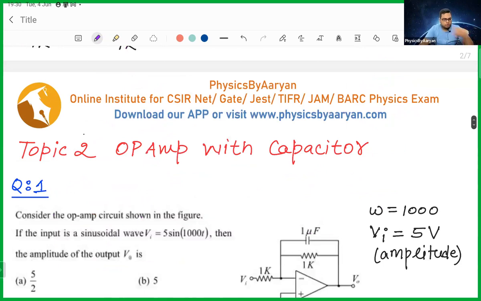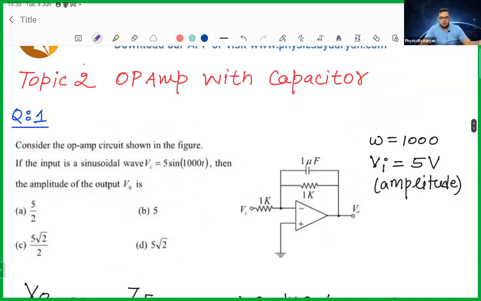Now I want to come to the questions which have an op-amp and also capacitors attached. So op-amps are connected with capacitors. These kinds of problems are very interesting, and this is something you will not usually find in your books, but CSIR NET is very much favoring these kinds of questions. Okay, so let's do that.